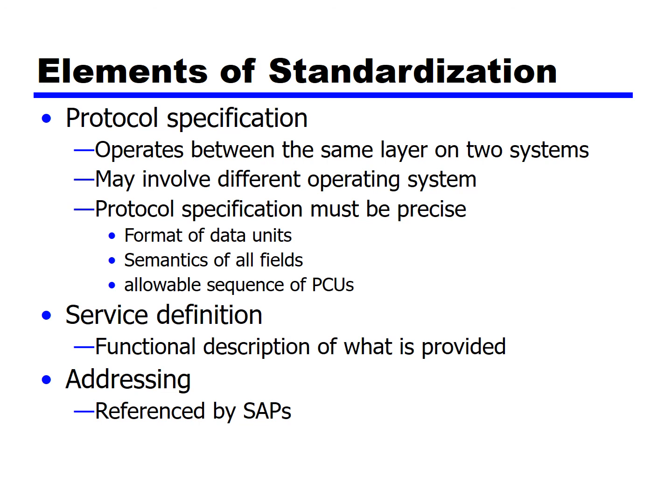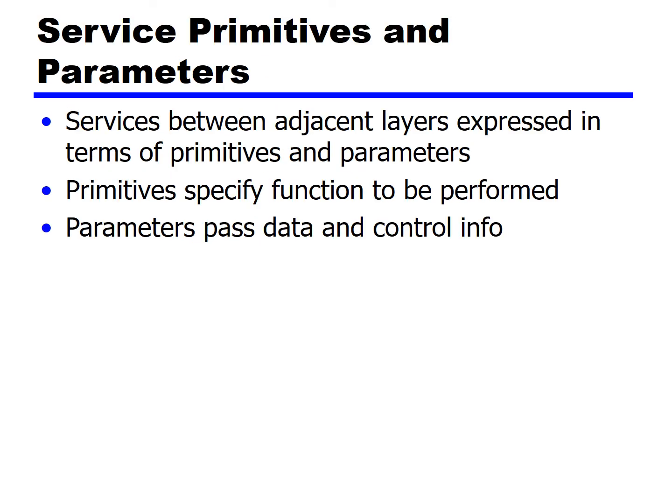Service definition: functional description of what is provided, with addressing by reference to SAPs. Service primitives and parameters. Service between adjacent layers is expressed in terms of primitives and parameters. Primitives specify functions to be performed. Parameters pass data and control information.